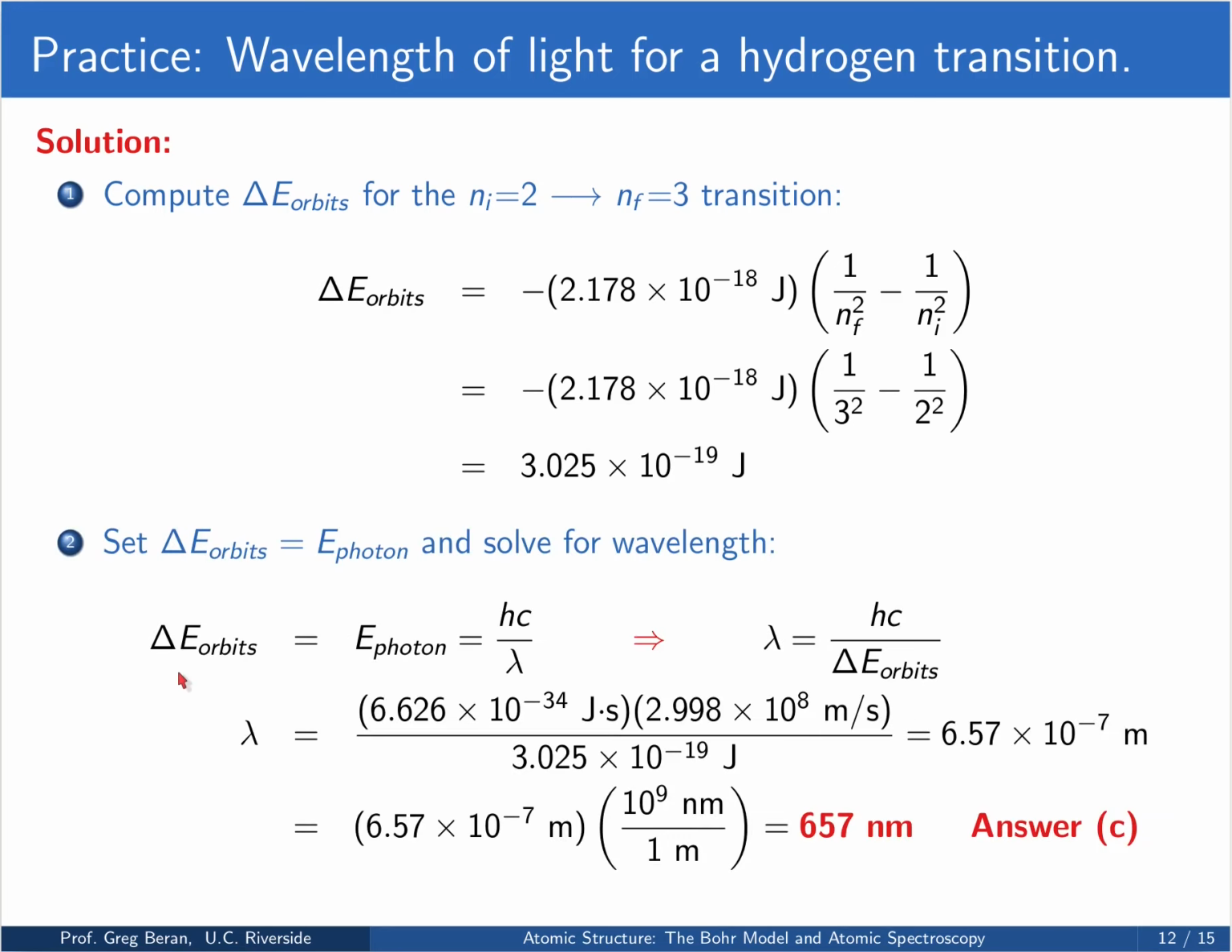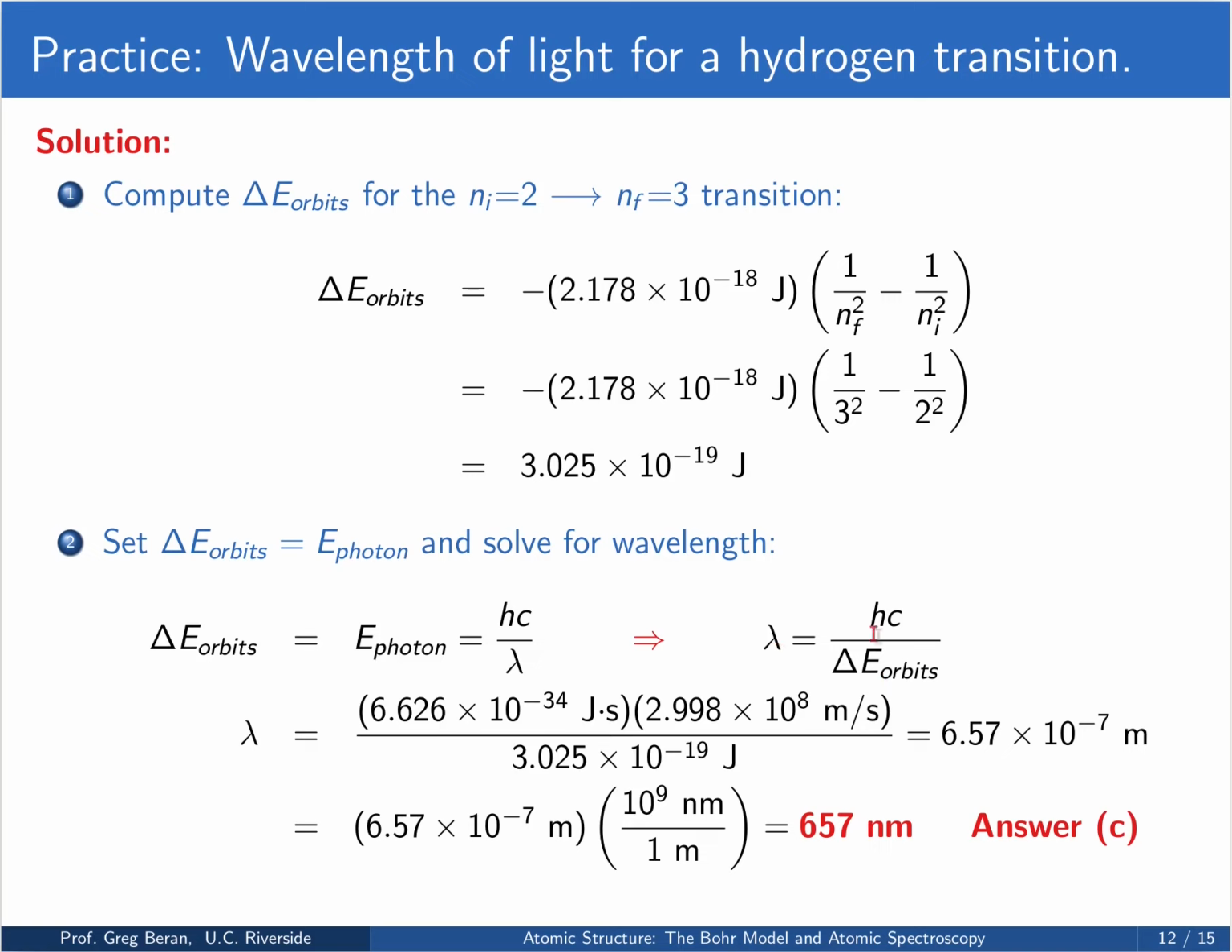And so we want the energy difference between the orbits to match the photon energy, which is either h nu or hc over lambda. In this case, I care about the wavelength, so I'm going to use the hc over lambda form, and solve this expression for lambda. So in doing that, I get lambda is equal to hc divided by delta E orbits.